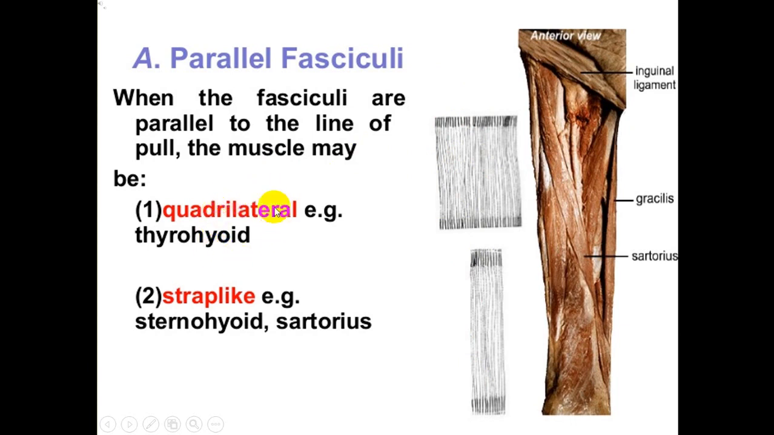First are the quadrilateral muscles. They are arranged in a parallel manner, producing a quadrangular shape of the muscle. Examples include thyrohyoid in head and neck and quadratus femoris in the lower limb. Then the second category is strap-like muscles, which have a length way more than the width of the muscle, and they are also called ribbon-like muscles, and the line of pull is parallel to the arrangement of muscle fibers. An example is sartorius in the lower limb, and sternothyroid in head and neck.